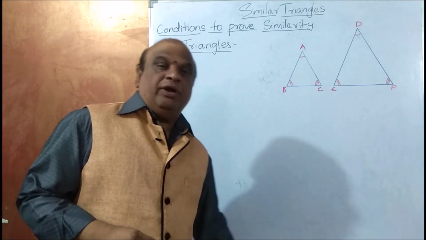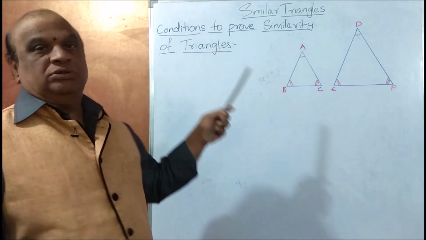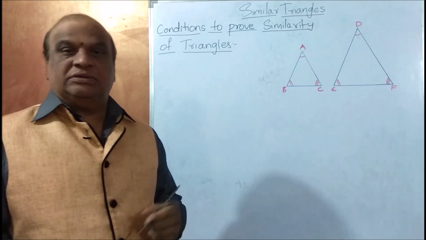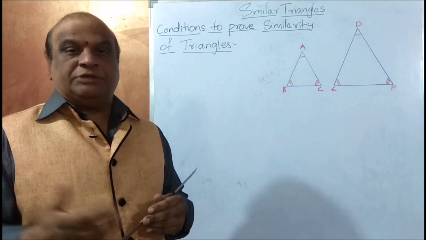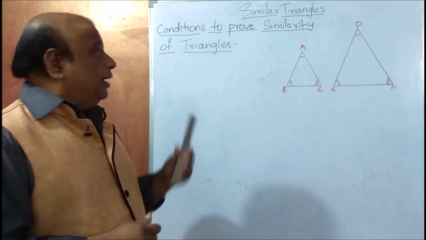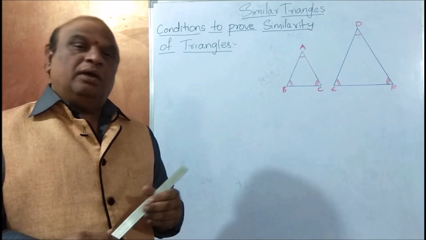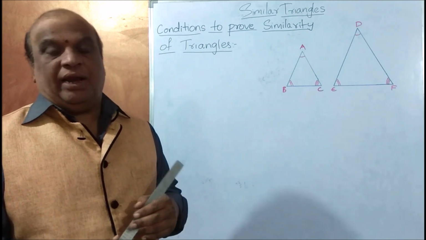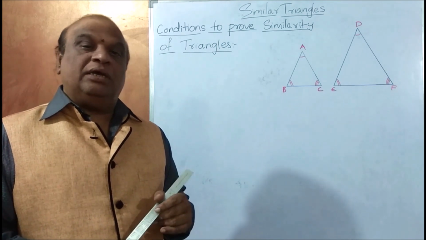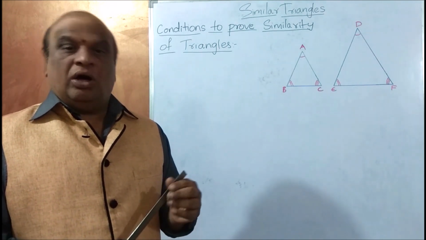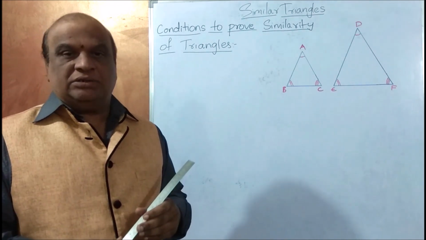Today in this video I am going to explain the conditions to prove similarity of triangles. Already in the previous video I explained the conditions to prove congruency of triangles. In the congruency of triangles, we learned SSS congruency, SAS congruency, ASA congruency, RHS congruency. There are four conditions to prove congruency of triangles.